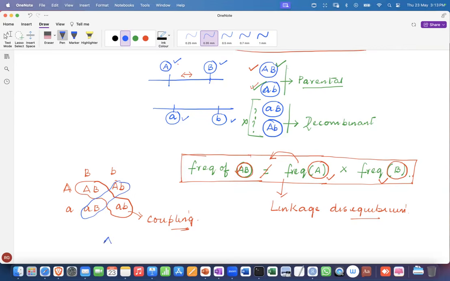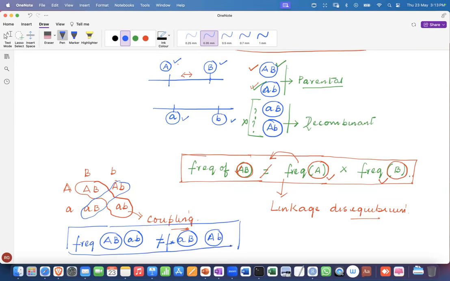Now, the frequency of the product of the coupling phase is not equal to the product of the recombinant phase. These are the two equations that you generally have, where you simply say frequency of this and frequency of this, right? Is that okay? These are the two definitions.